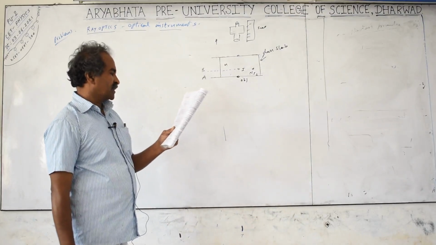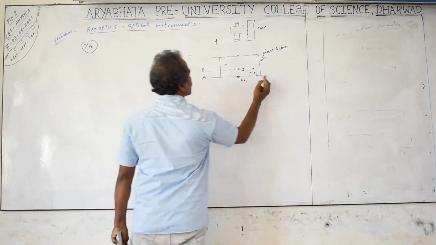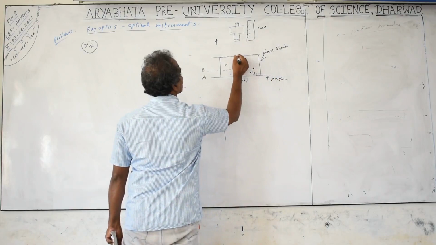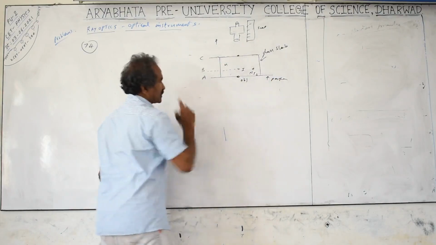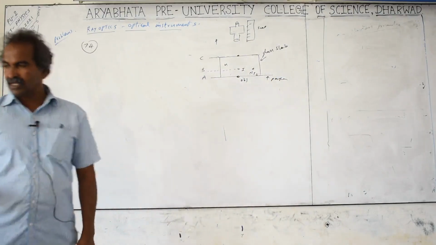Reading is B. The paper is now placed on the block, on top of the block, and the reading now is C. This paper is removed, here is the paper kept on the top, and the reading is noted as A, which is equal to C. What they asked is, what is the formula for the refractive index of the glass?